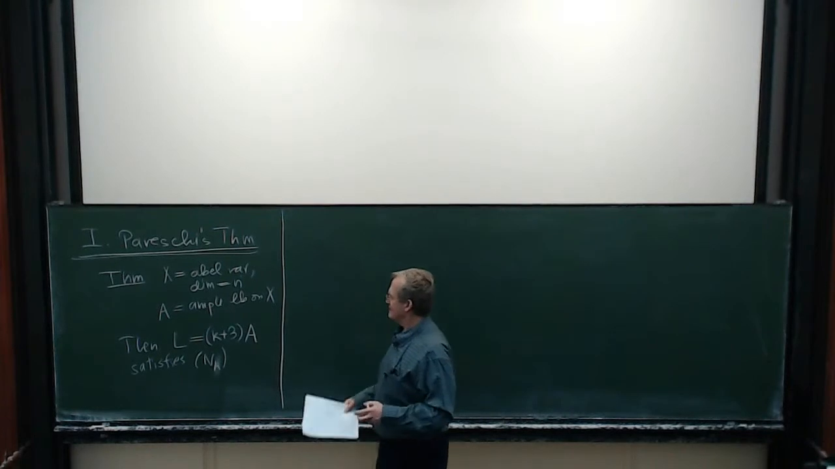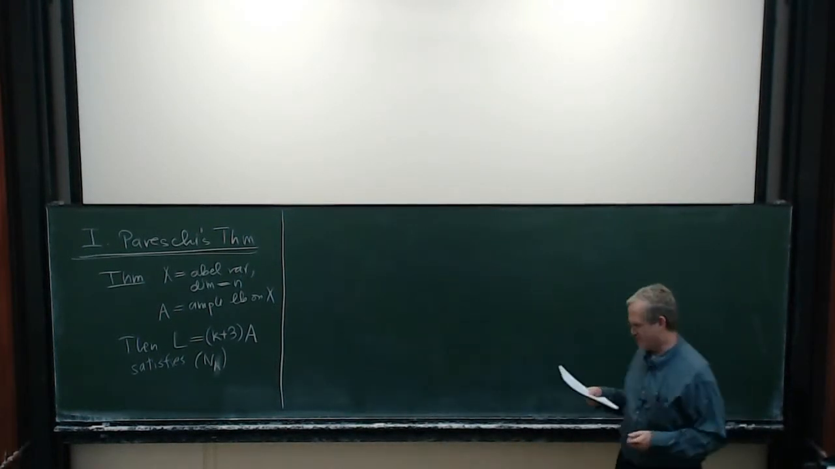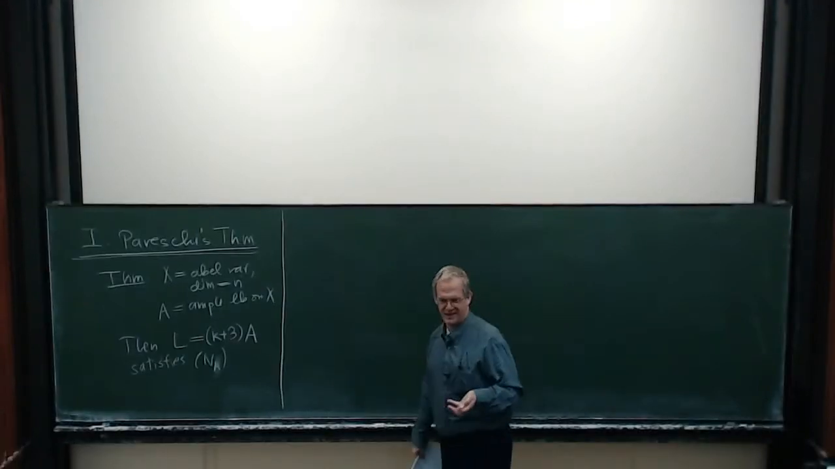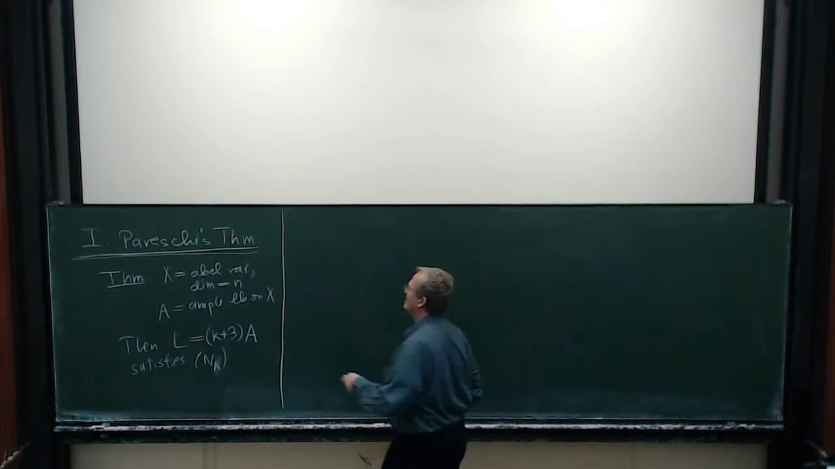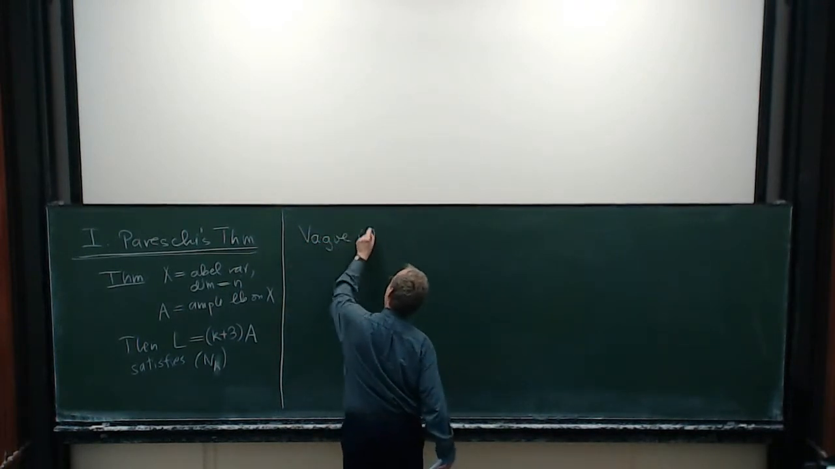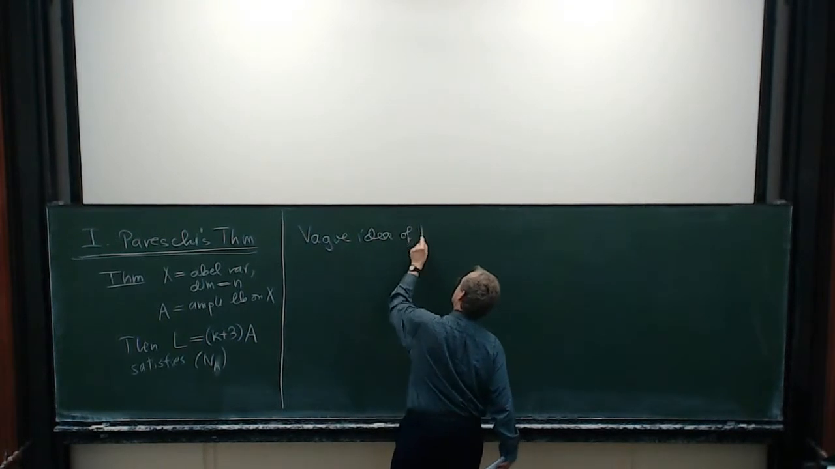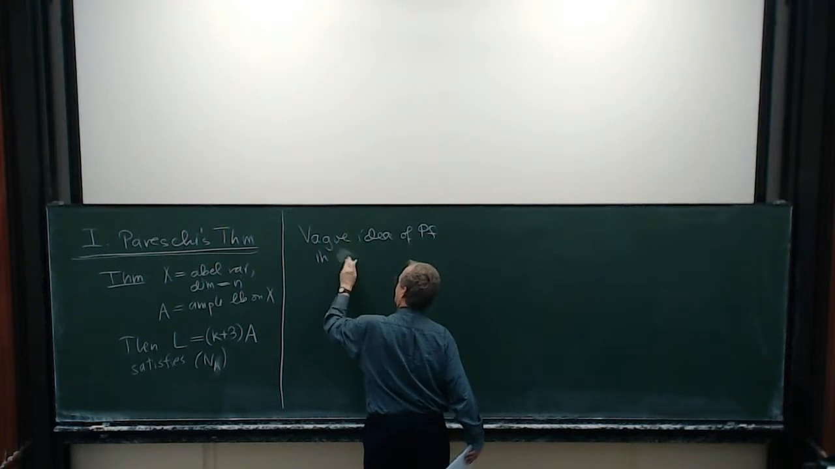So the theorem itself is not a completely soft romp in the park to prove, but I want to give you a very vague idea of the proof in the first non-trivial case, just so you see some of the ingredients. Idea of the proof, Peretzky's proof in the case k equal 1.